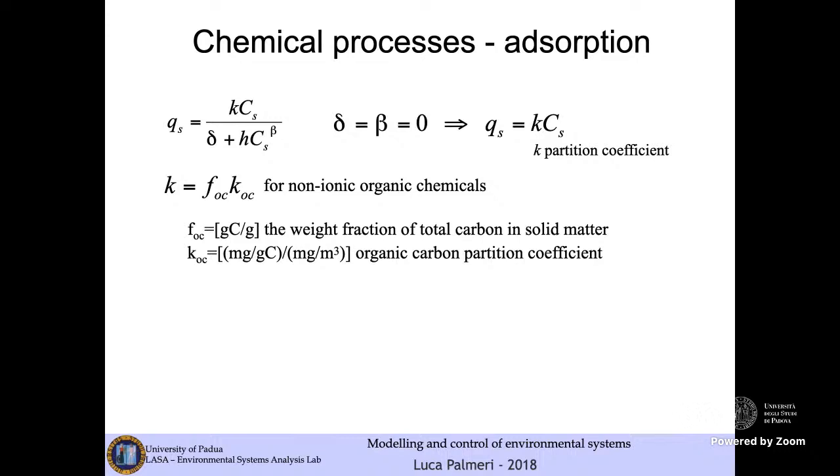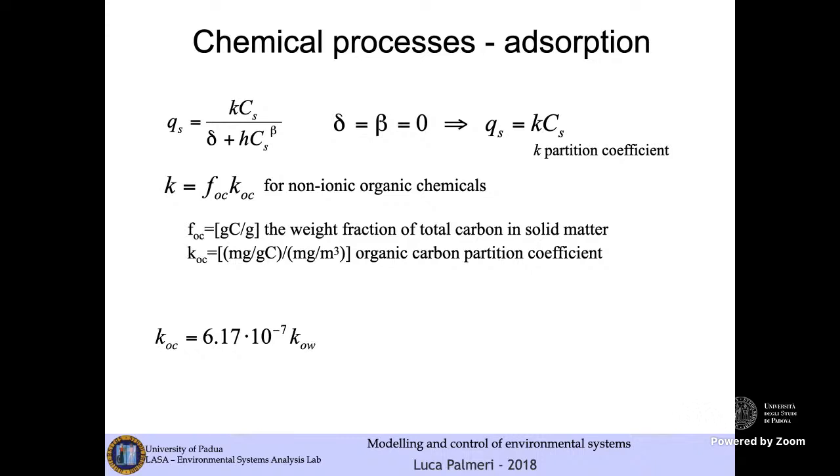There are several ways of estimating this partition coefficient. In particular, we may, from experimental observation, make explicit the dependence of the partition coefficient on two parameters: FOC, that is the fraction of organic carbon, the weight fraction of total carbon in the solid matter, so how much organic carbon is present in the adsorbent. So this is a characteristic of the adsorbent, how much carbon, times the KOC, that is the organic carbon partition coefficient. So this coefficient describes how large is the tendency of material to move toward those media in which more organic carbon is present.